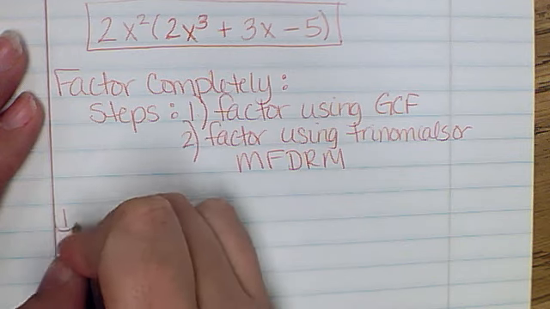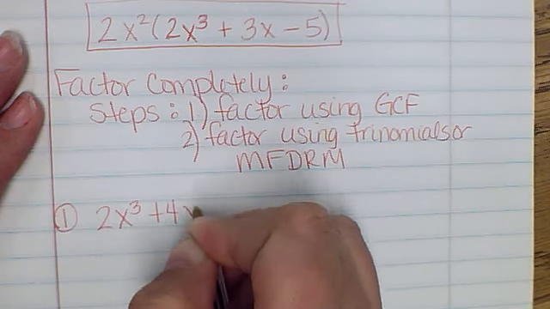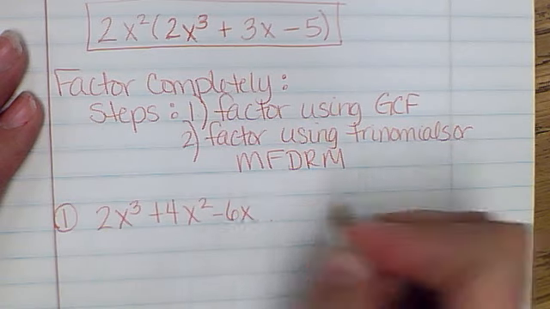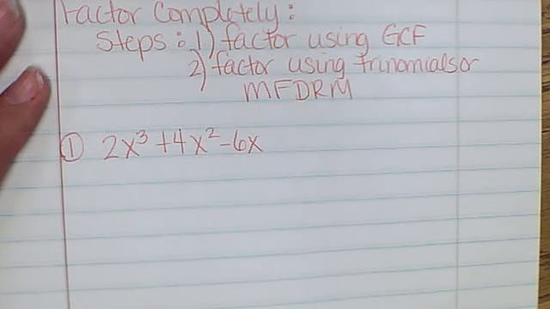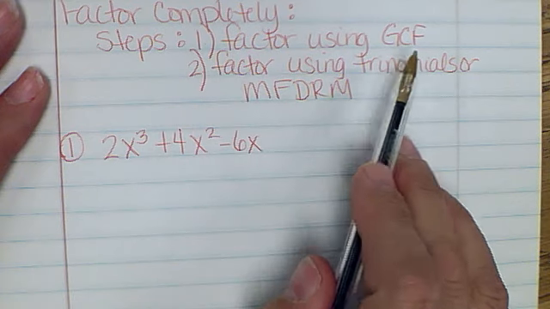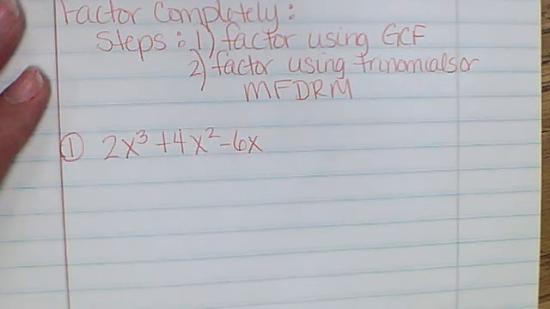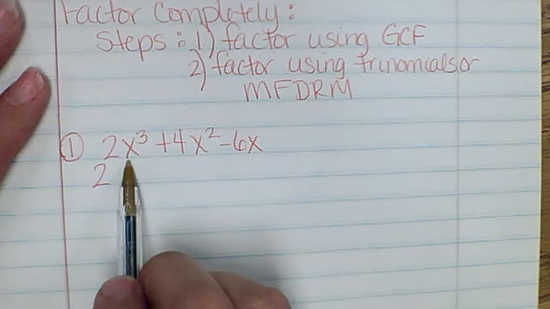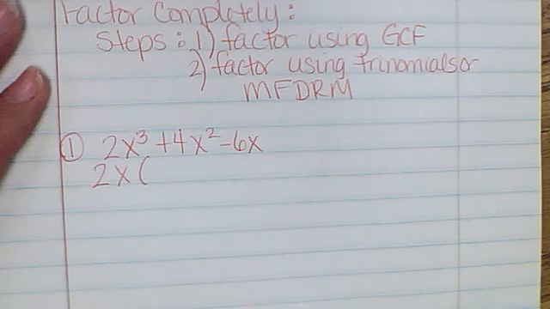Okay, so let's do problem number 1. Problem number 1 is 2x cubed plus 4x squared minus 6x. My first step is to factor using GCF, so I have to look at 2, 4, and 6. What number goes into 2, 4, and 6? 2 does. Then I look at x cubed, x squared, and x, and I pull an x out.